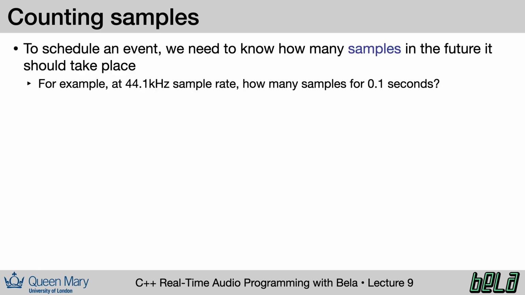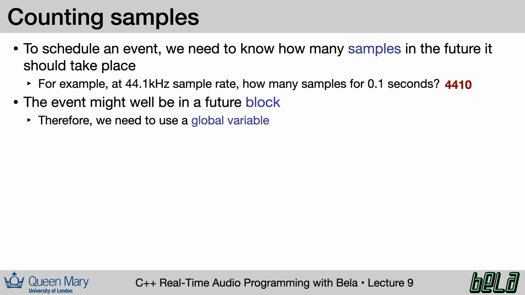Therefore, if we want to schedule a future event, we need to know how many samples in the future it should take place. For example, in the case of a 44.1 kHz sample rate, how many samples would need to go by for a tenth of a second? The answer is that it's 0.1 times 44,100, or 4,410 samples.